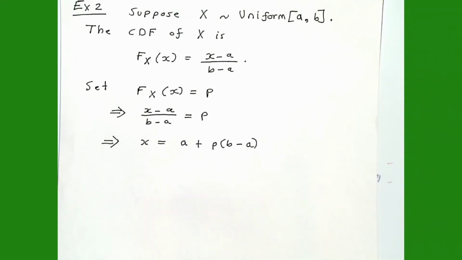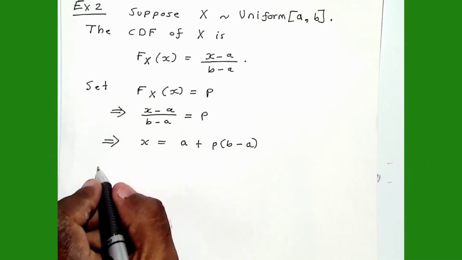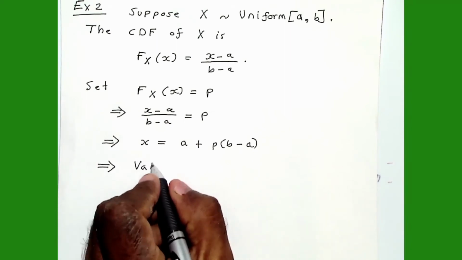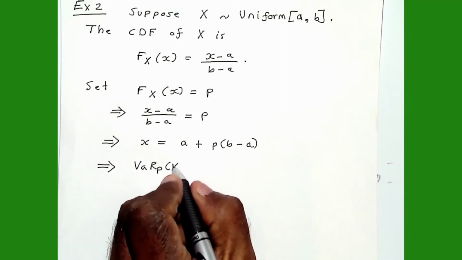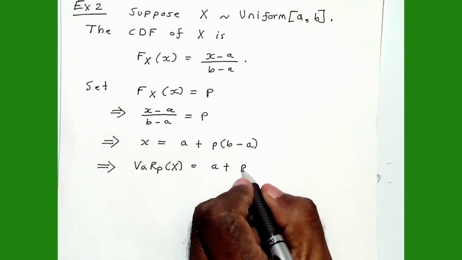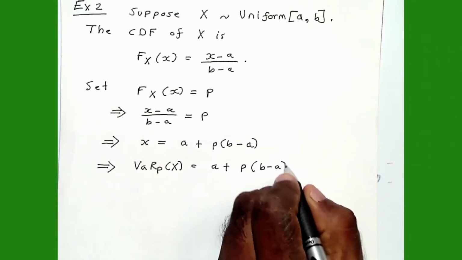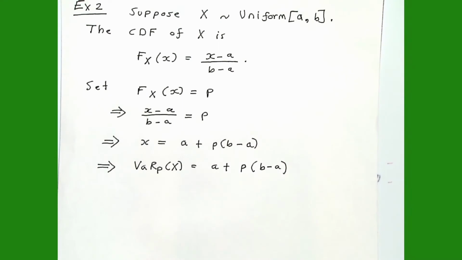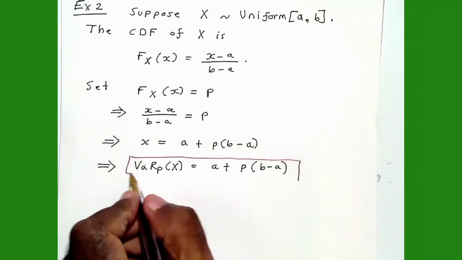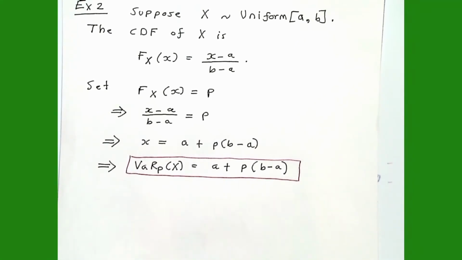So this is what you get for x in terms of P. So hence VaR is equal to A plus P times B minus A. Okay, so this is the expression for VaR if the loss has the uniform distribution.